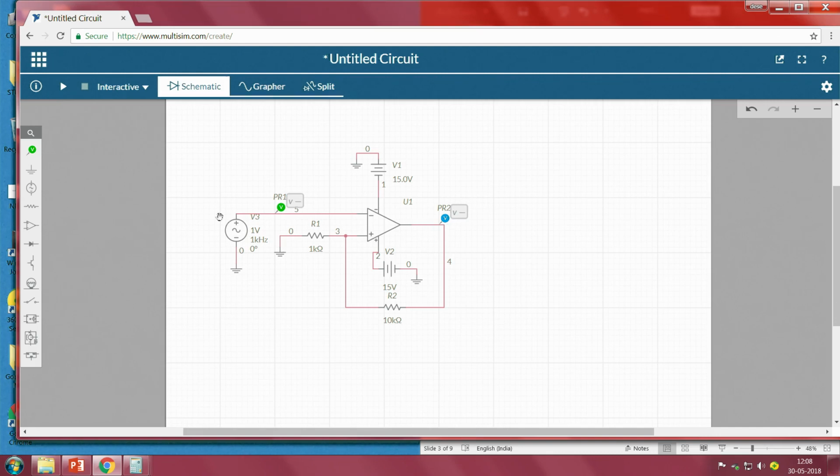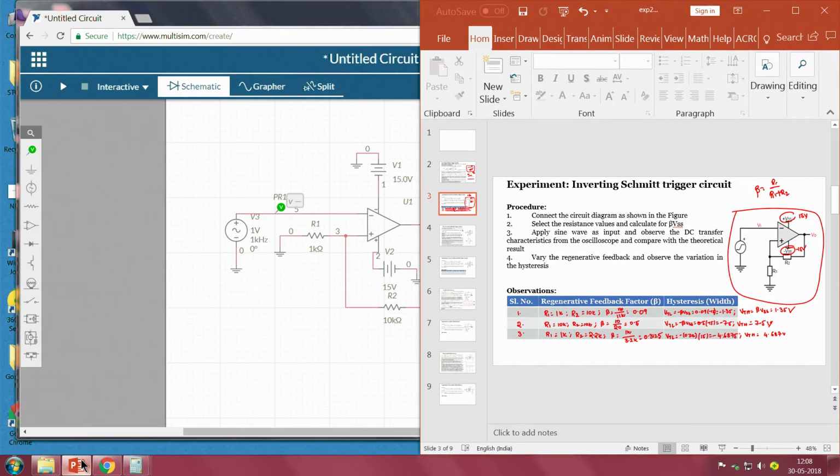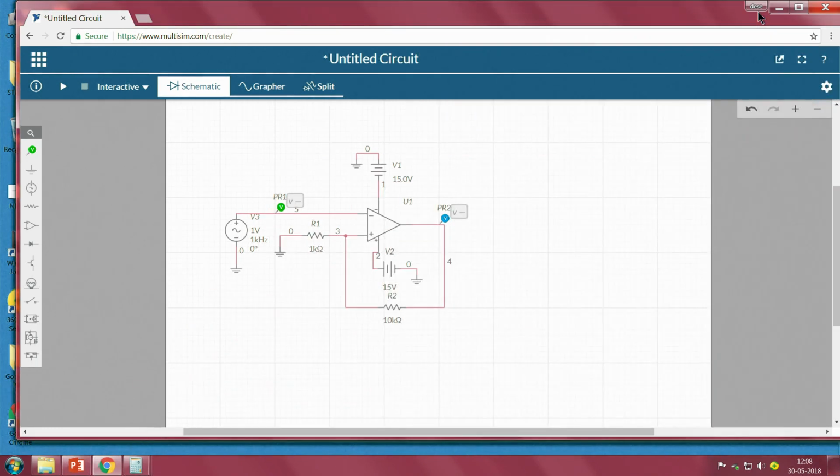Now, what input voltage value do we have to apply to the system in order to see the change in the output? Since the resistances we have set are 1 K and 10 K, for those resistances the threshold value is 0.09 and the lower threshold voltage is minus 1.35. So, in order to see that change, the input voltage should be higher than the threshold values, isn't it? For that reason I will take the peak value as 2 volts. So, peak to peak is 4 volts, so that we can see the change.